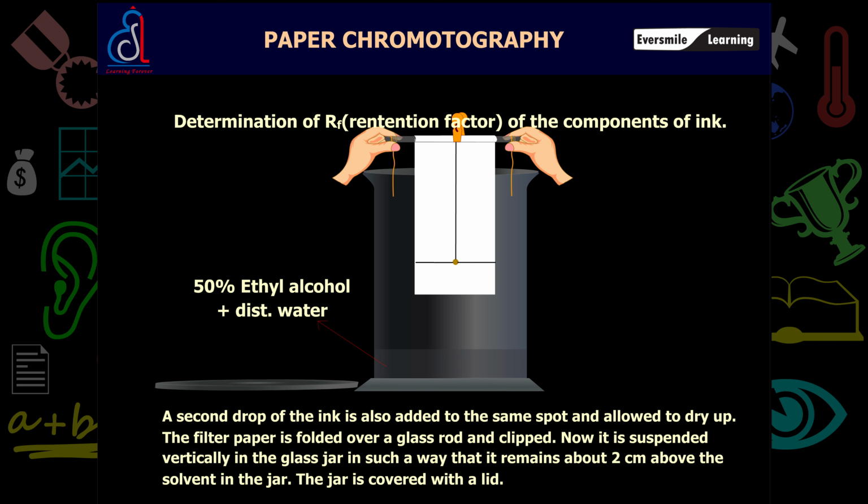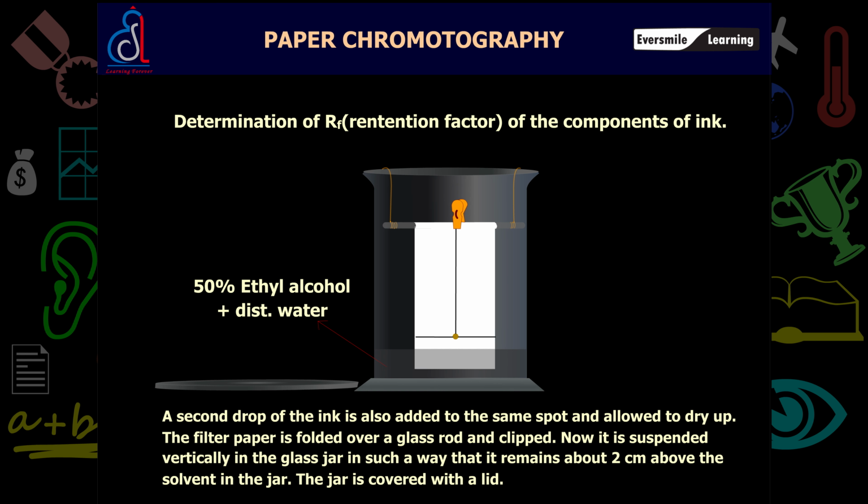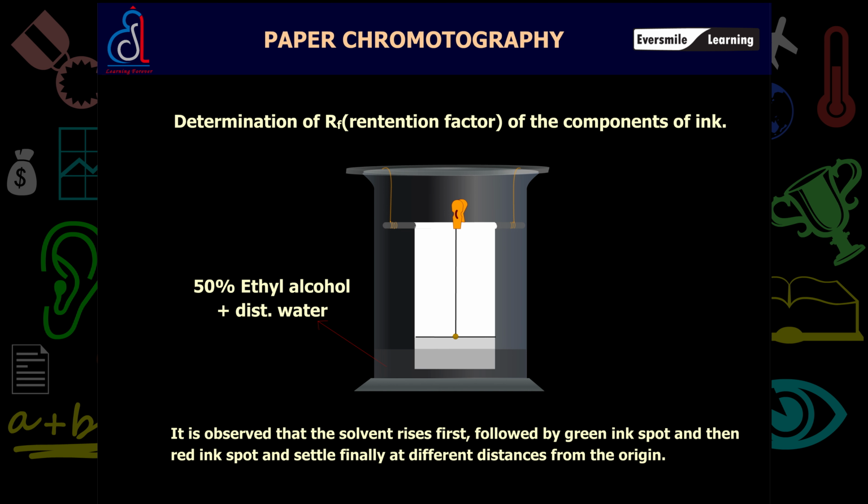Now it is suspended vertically in the glass jar in such a way that it remains about 2 cm above the solvent in the jar. The jar is covered with a lid. It is observed that the solvent rises first, followed by green ink spot and then red ink spot, and settle finally at different distances from the origin.